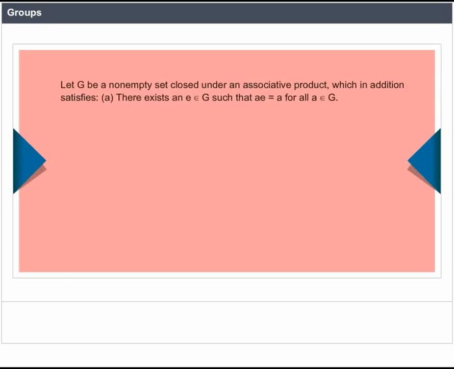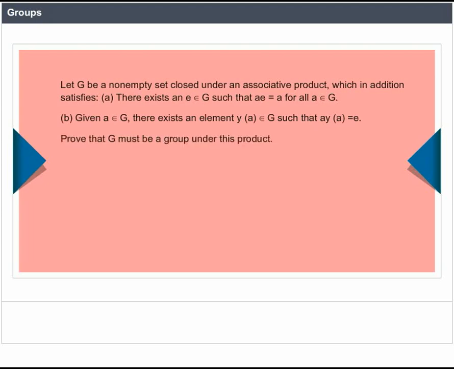Groups. Let G be a non-empty set closed under an associative product which in addition satisfies: A. There exists an e belonging to G such that ae = a for all a belonging to G. B. Given a belonging to G, there exists an element y(a) belonging to G such that a y(a) = e. Prove that G must be a group under this product.